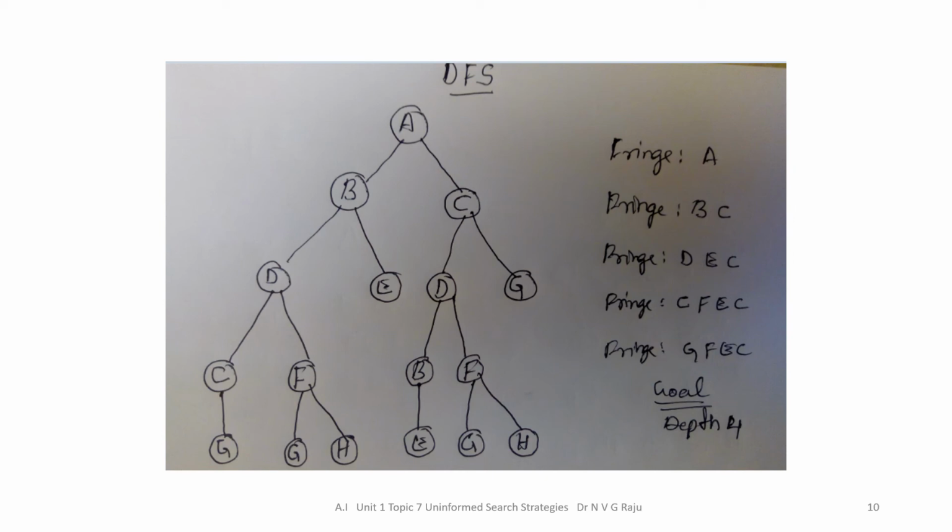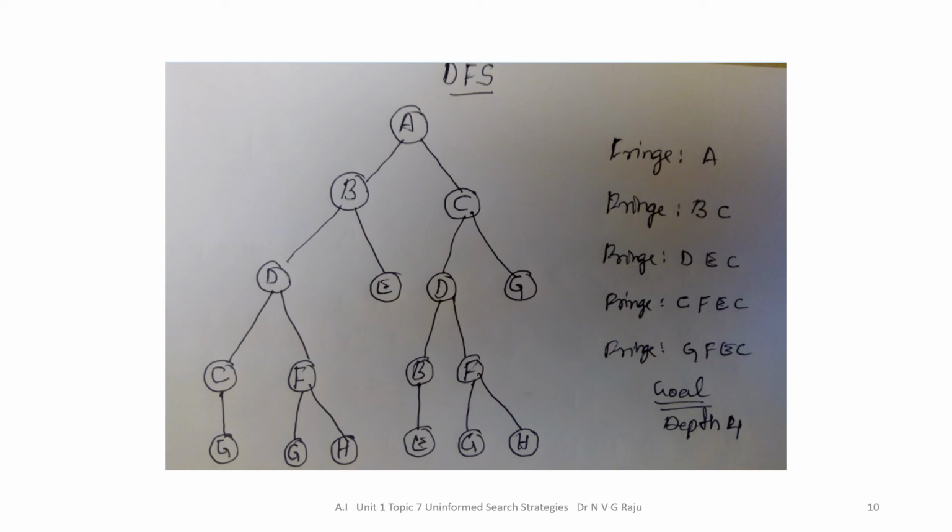Our initial state is A and our final state is G. Now let us apply DFS. Initially, the fringe contains initial state A. Check whether the initial state A is a goal. If the initial state is not a goal state, then expand all its successors. Its successors are B and C. Now remove A from fringe, add B and C into the fringe.